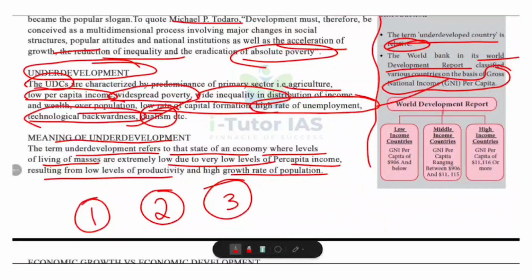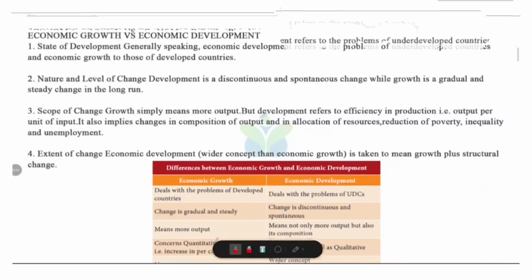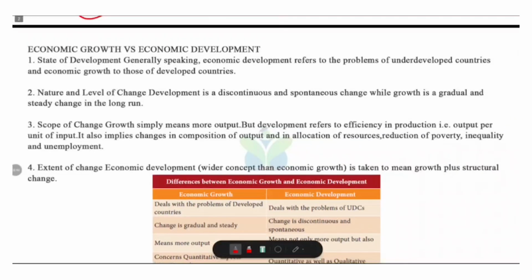According to that report, there are mainly three types of countries: low income countries, middle income countries, and also high income countries. Low income countries means GNI per capita of $906 and below. Then countries which have GNI per capita ranging between $906 and $11,115 are considered under middle income countries, and high income countries means GNI per capita of $11,116 or more.